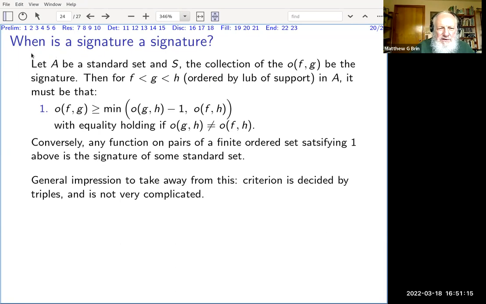So when is a signature a signature? Okay, this slide is not to be absorbed. The point of the slide is it's a very simple numerical criterion on triples in your collection that will determine whether or not you have written down an upper triangular matrix that is actually the signature of a set of functions that are standard.